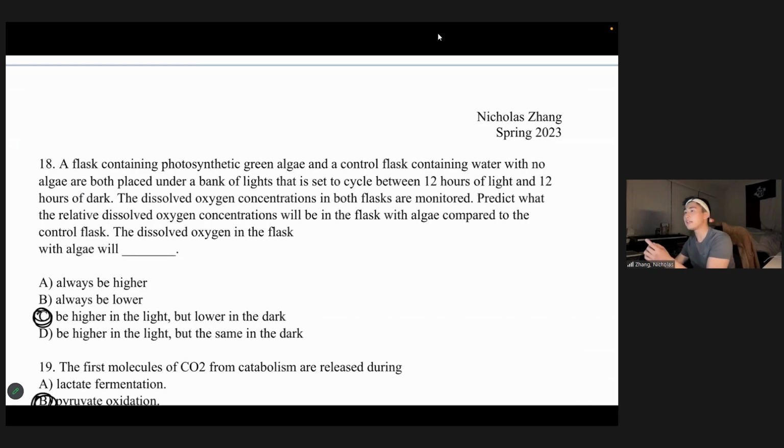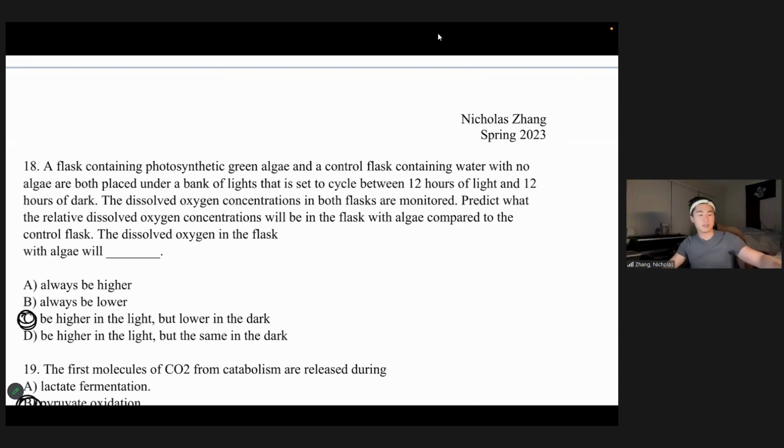So in the situation with dissolved oxygen, in the algae flask, because it's being exposed to light and then 12 hours of dark, the process of photosynthesis during light, the light dependent reaction, is going to produce oxygen from the oxidation of water, and then that's going to increase the level of oxygen inside of that little vial, and then the dissolved oxygen concentration will be higher. In the case of the control, there's nothing in there, so it's not supposed to change. Yeah, that's about it for that question.